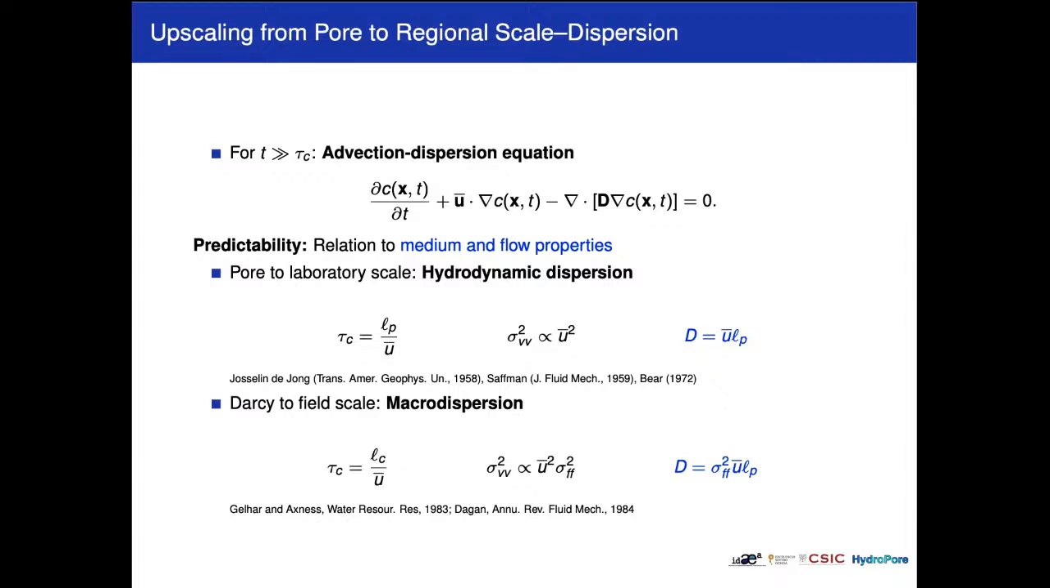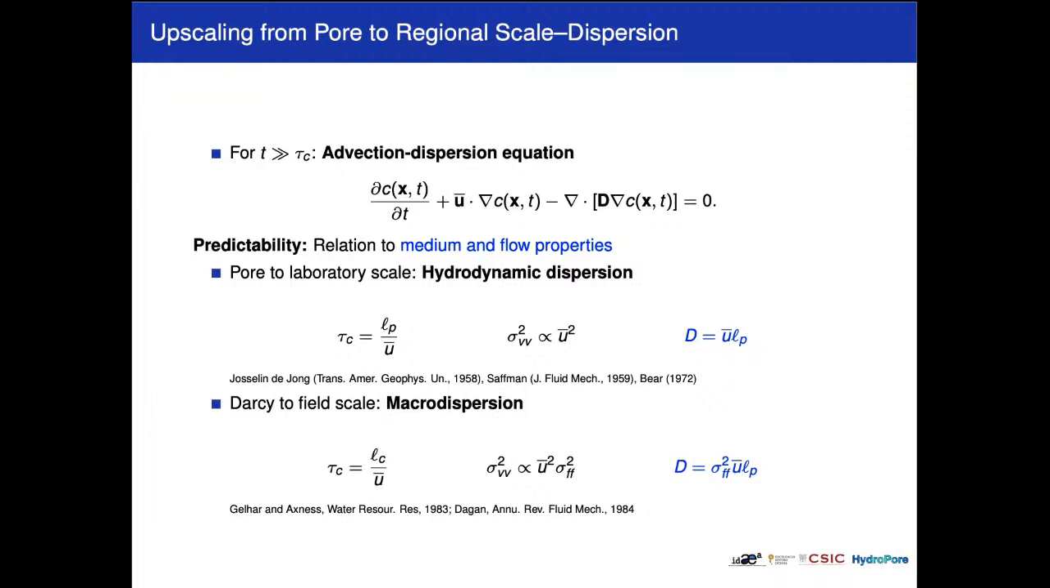So when we look at the upscaling from pore to laboratory scale, which would be hydrodynamic dispersion, we can readily come up with an estimate for this hydrodynamic dispersion coefficient by just looking at the characteristic correlation time for velocity. It's just the pore length divided by a mean velocity, and the velocity variance is always proportional to the mean velocity squared. So if I use this formula from the previous slide, I get an estimate. Hydrodynamic dispersion is just mean velocity times pore length. No?